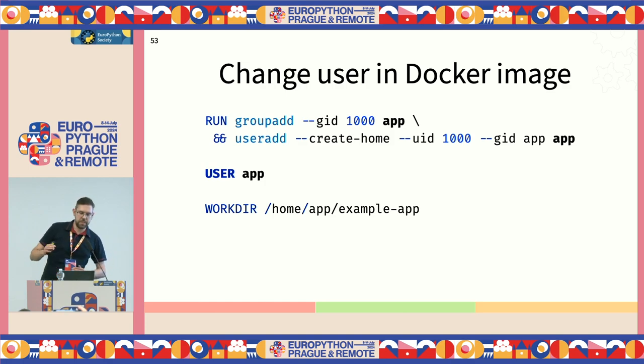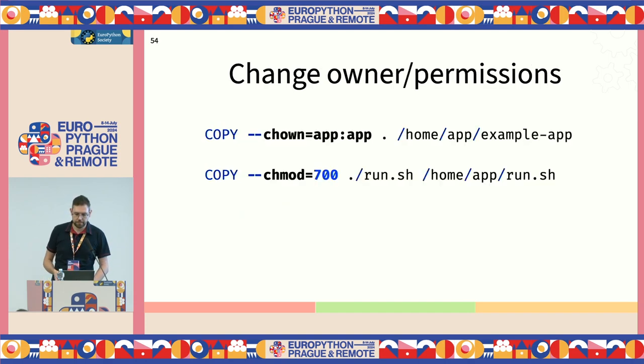I recommend using explicit IDs for both user and the group, because with secret mounts, you have to use IDs. It doesn't accept names. For explicit group ID, you must first create the group and then create the user. A home directory for the user will be created, and you can use it as your working directory and copy your application files there. It's also good to know that you can set the owner and permissions of files when copying them with the COPY directive.